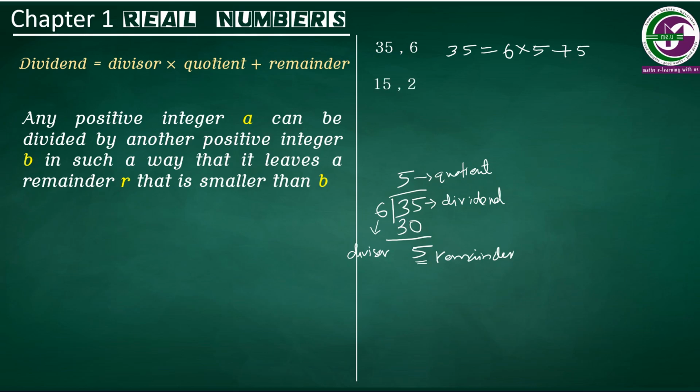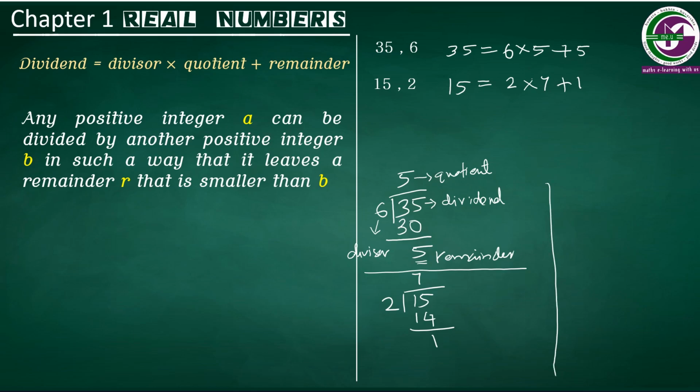We'll go for the next example, 15, 2. So we'll divide 15 by 2. We know that 7 twos are 14, so the remainder is 1. So we can make a relation: 15 equals the divisor 2 times the quotient 7 plus the remainder 1. Right?